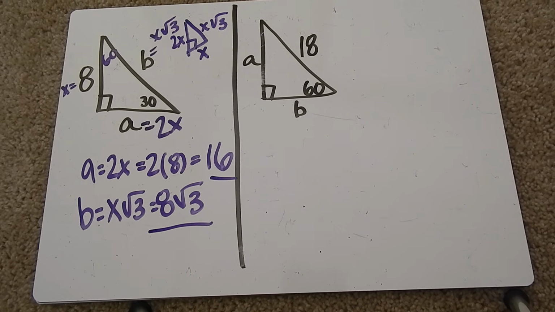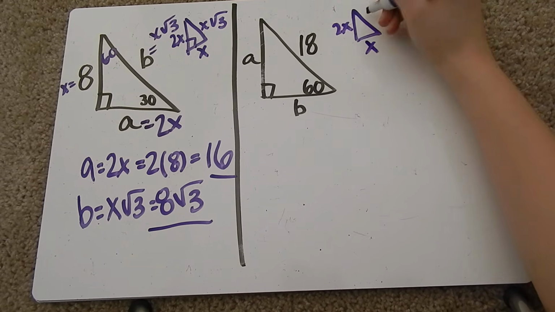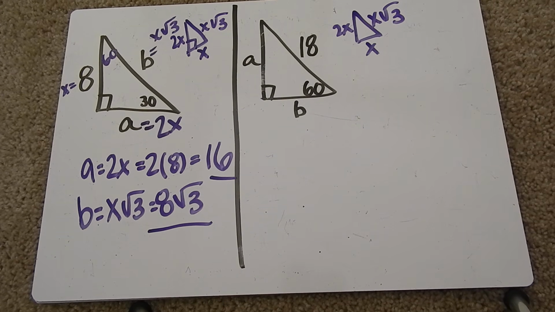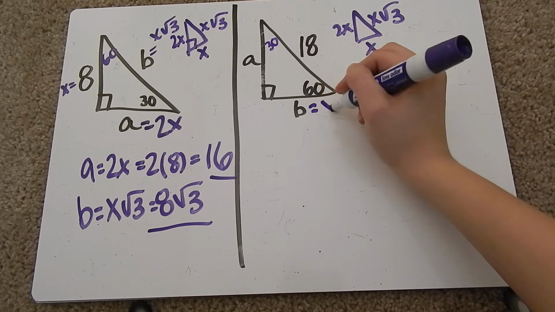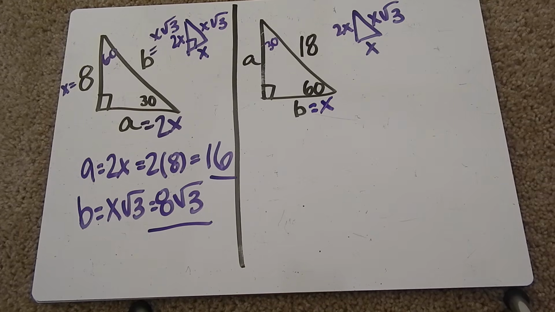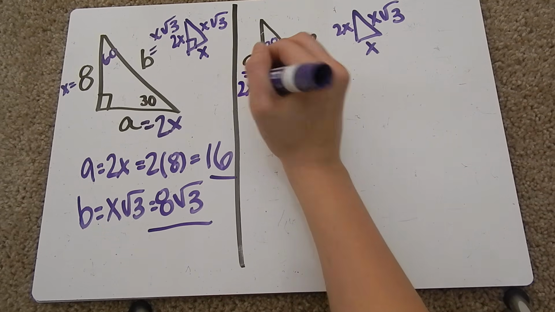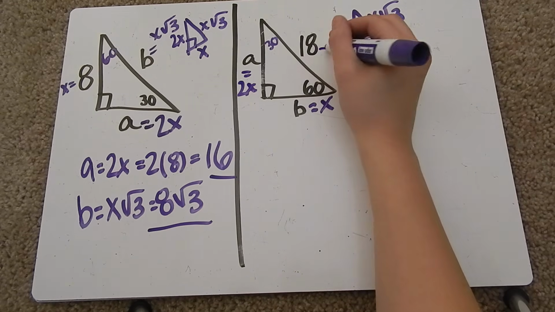Moving on to our next triangle. Again, we have our pattern x, 2x, x square root of 3. You just need to remember where x is and where 2x is. So x is always going to be across from the 30-degree angle. It's not labeled here, but I know that it's here. So that's b. b is equal to x. Across from the 60-degree angle is 2x. So a equals 2x. And across from the right angle is x square root of 3.